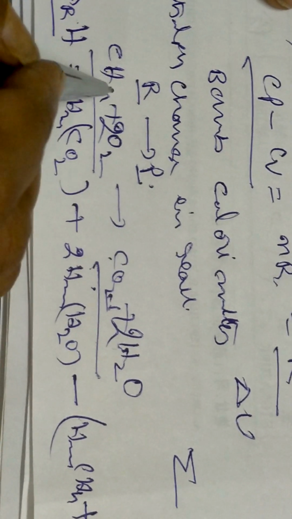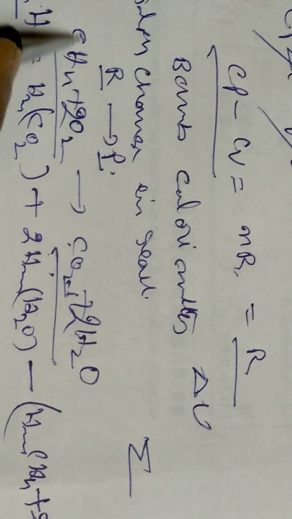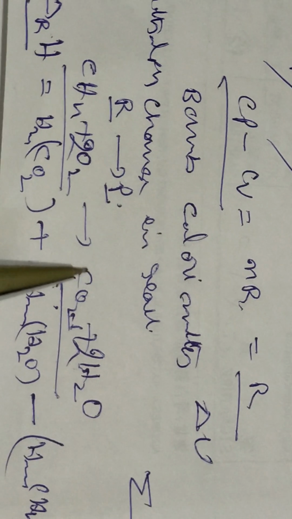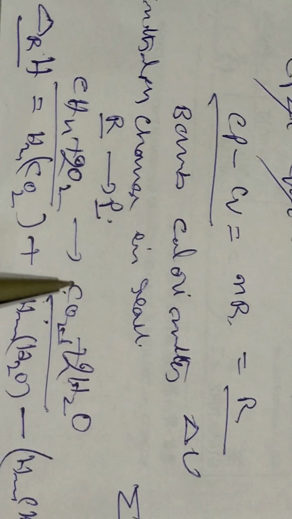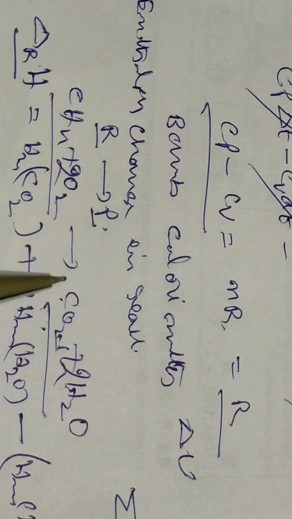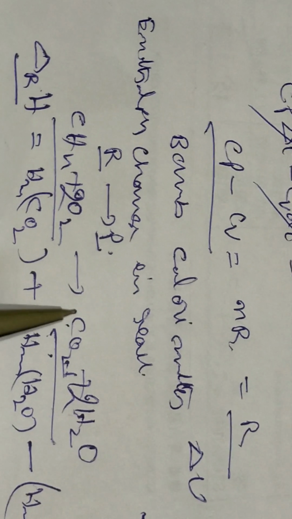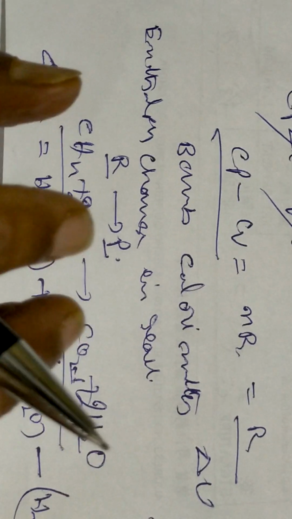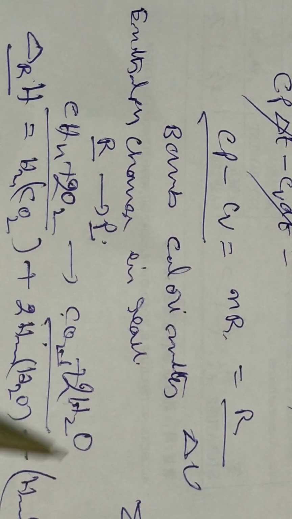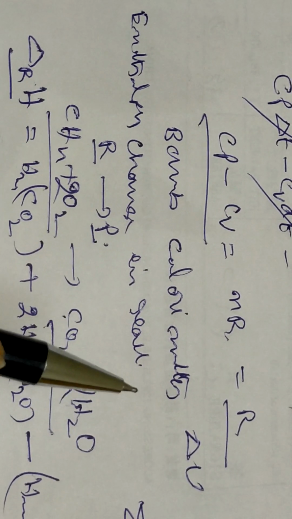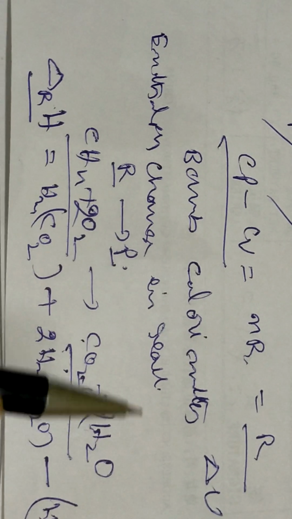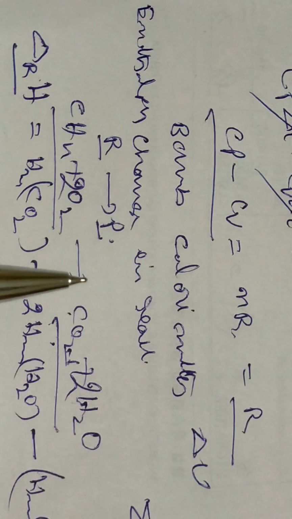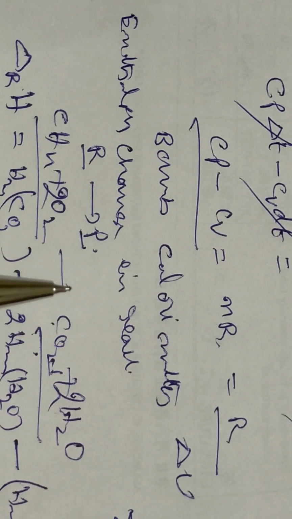Then standard enthalpy is similar to this, but at 25 degrees centigrade, that is 298 Kelvin, and 1 atm. Always remember that everything is at fixed temperature and fixed pressure. So standard enthalpy is defined as the enthalpy of a pure substance at 298 Kelvin and 1 bar.